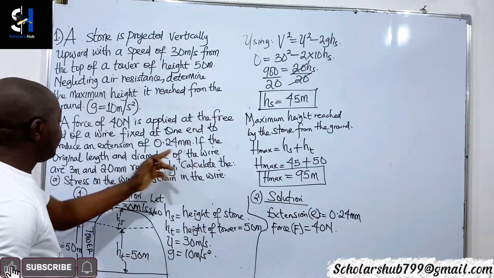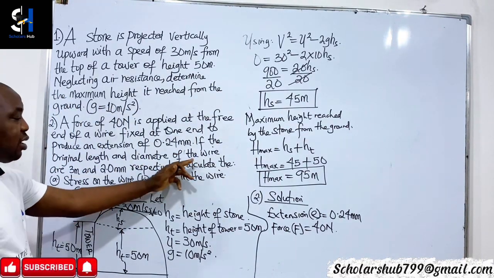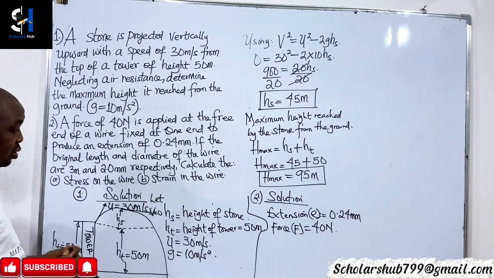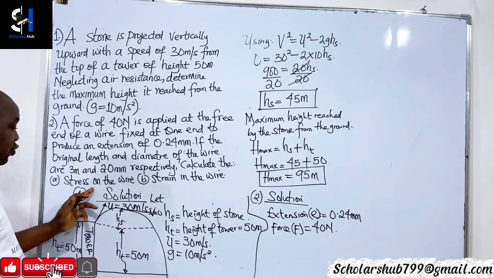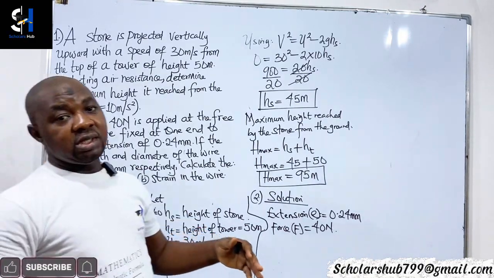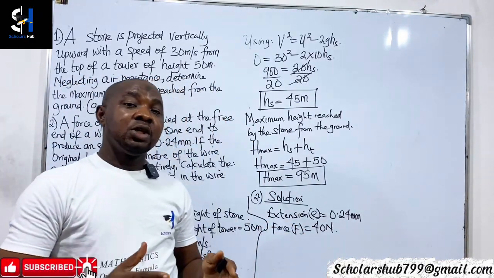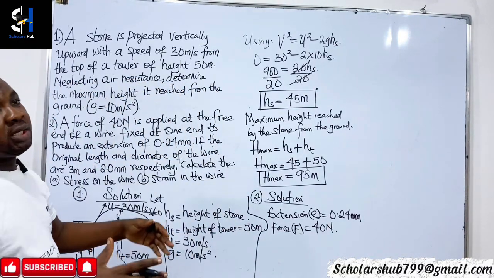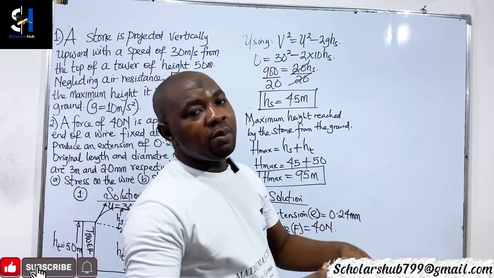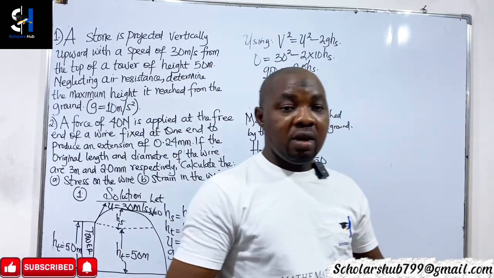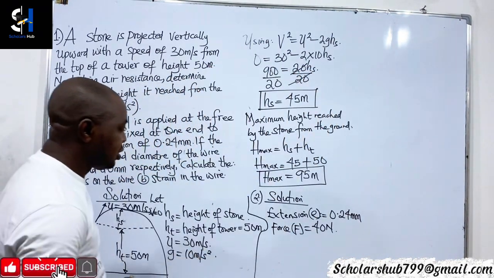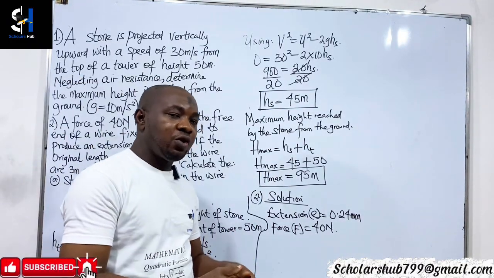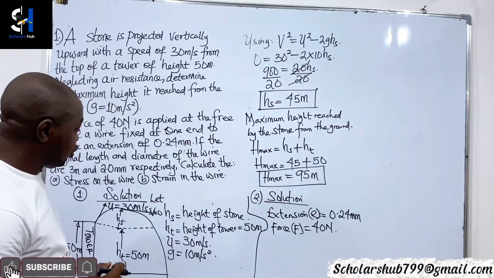Now if the original length and diameter of the wire are 3 meters and 2.0 millimeters respectively, we're asked to calculate the stress on the wire. Stress is the force that is applied normally to the surface of an object. That is stress, just like the force acting normally per unit cross-sectional area of the surface of a material. So the force applied normal to the surface of an object is what we call stress.